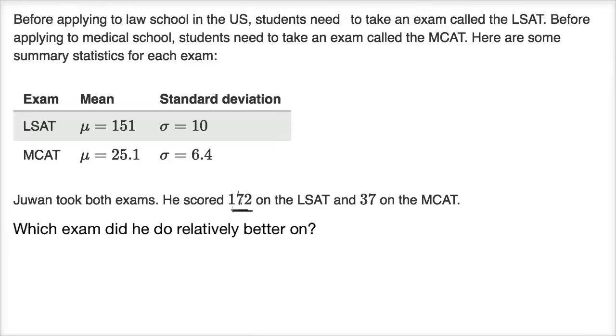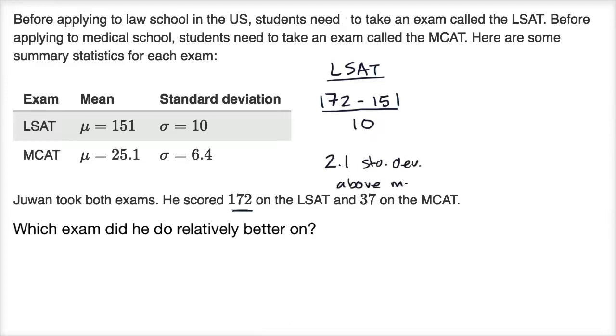So on the LSAT, let me write this down. On the LSAT, he scored 172. So how many standard deviations is that going to be? Well, let's take 172, his score, minus the mean. So this is the absolute number that he scored above the mean. And now let's divide that by the standard deviation. So on the LSAT, this is going to be 21 divided by 10. So this is 2.1 standard deviations above the mean.